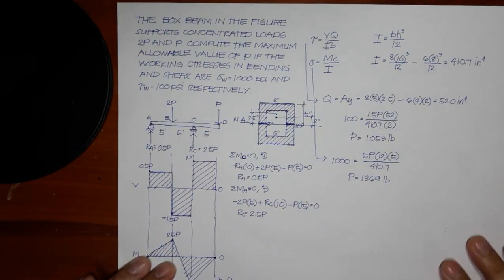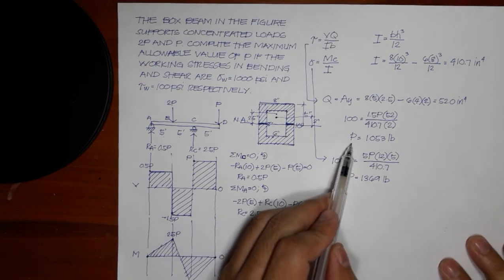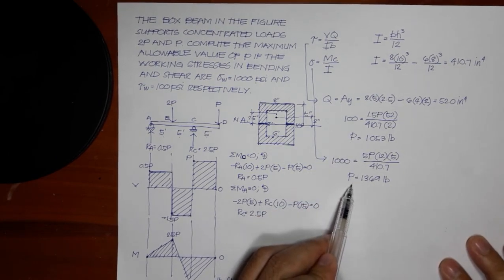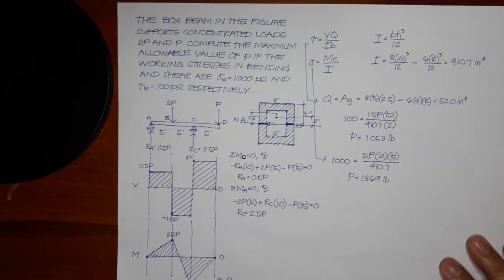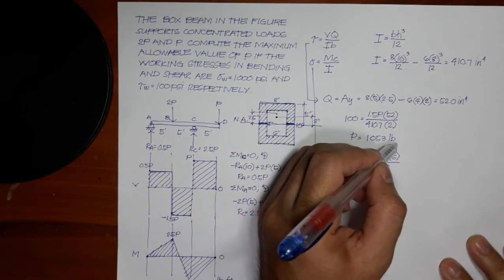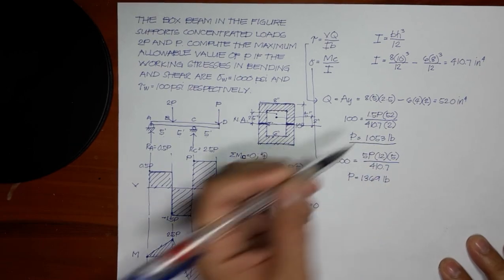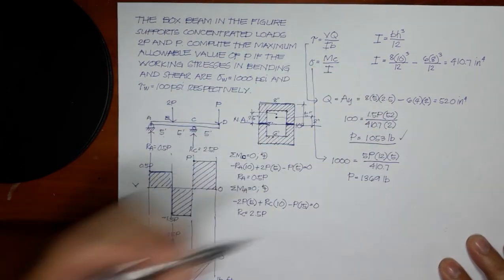Now we have two values of P, in terms of shear criteria and in terms of bending criteria. This one will govern because this is a lesser value.